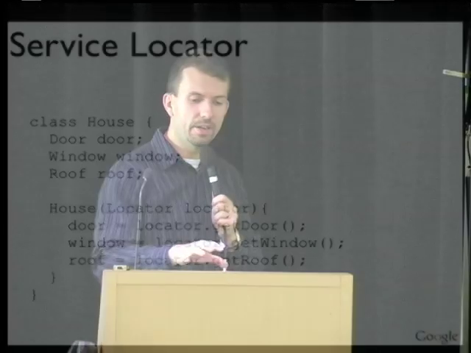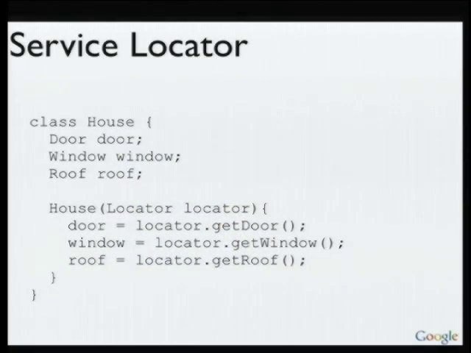Right, so notice the difference. If the locator needs to have the door, window, and roof, I cannot tell without actually looking at the source code what those dependencies are. But there's something worse over here, and that is the locator is typically a class that has methods such as get me service A, get me service B, get me service C, and so on.